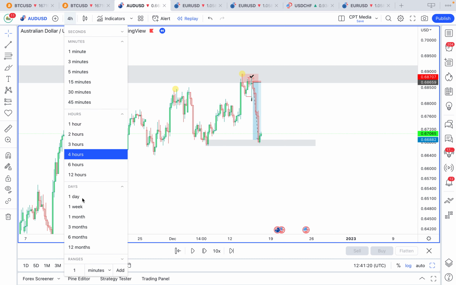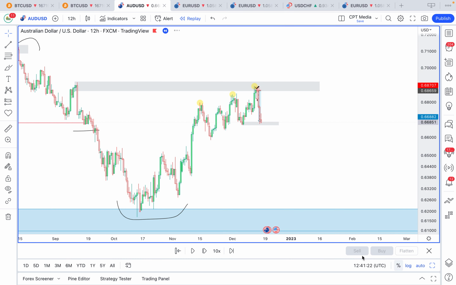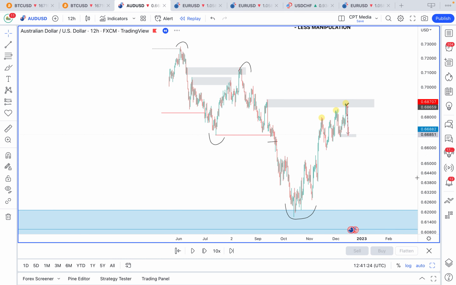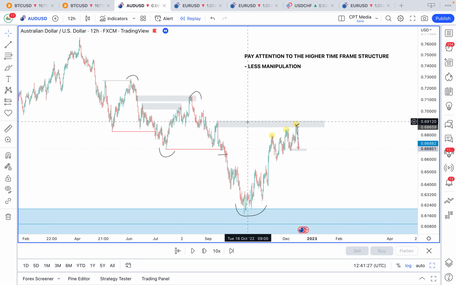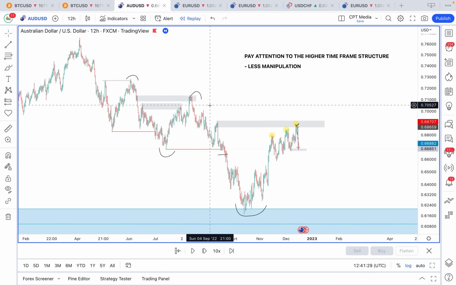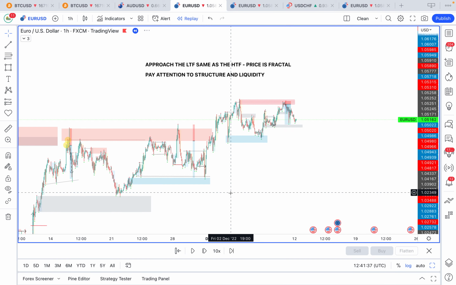Okay, so that is just a quick example of how you can pay attention to the higher time frame structure and use lower time frame structure to execute. Okay. Now, the second tip, which I've gone through here, is approach the lower time frame the same as you would the higher time frame, right?